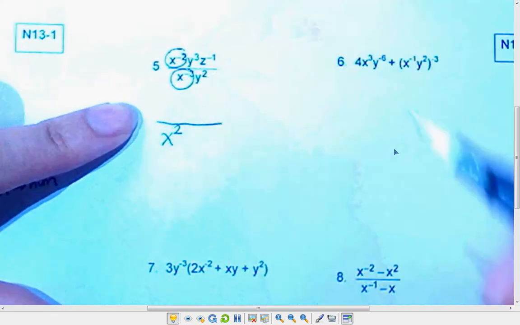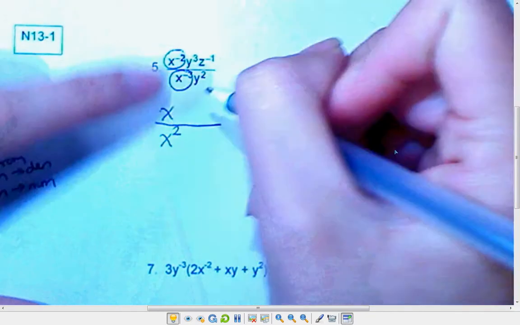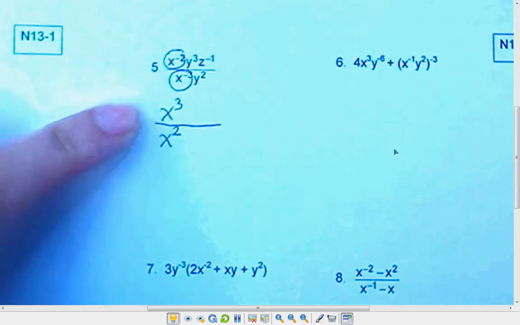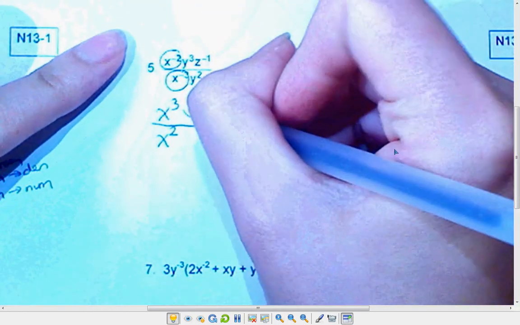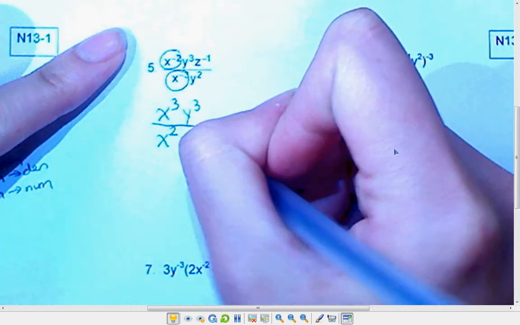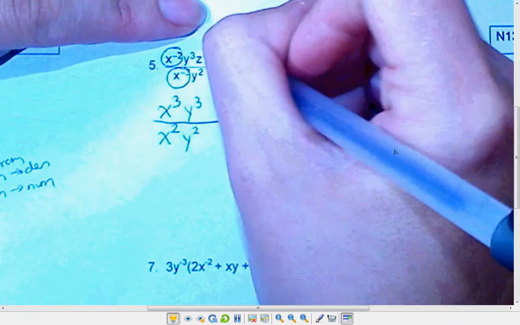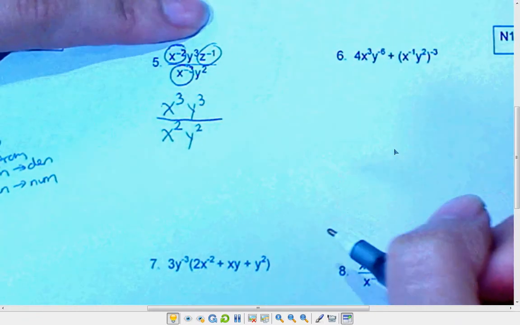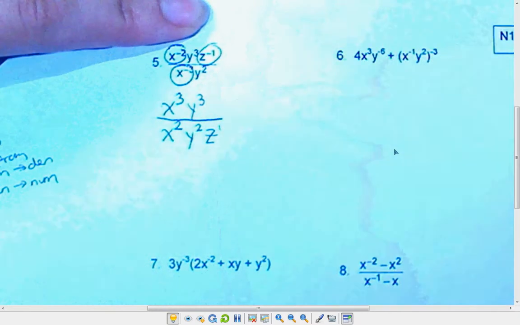This x to the negative 3 was in the denominator, and I wanted to move it to the numerator and get rid of the negative. So that's x to the third up there. Okay, y cubed is already positive, so it's going to stay there. Y squared, already positive, so it doesn't move. Z to the negative 1, because it's negative, we want to move this one, and since it started off in the top, we're going to move it to the bottom. So this is just z to the 1.